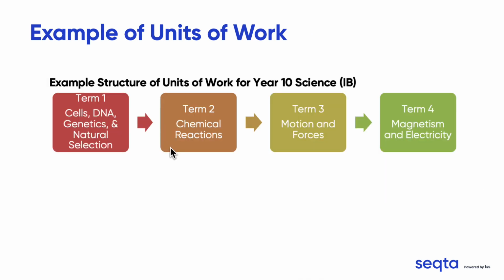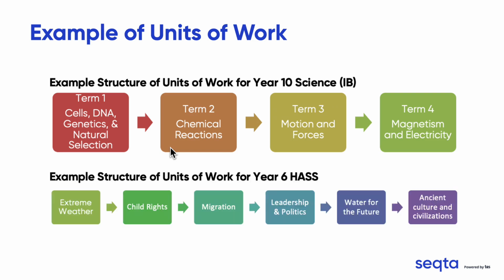And then let's break this down even further. I've got an example of a Year 10 example. This is an International Baccalaureate example where each unit goes for a term. So there's only 4 units in a year because the depth of study is so extensive. However, a Year 6 HASS unit, they're going to cover 6 units: extreme weather, child rights, migration, leadership and politics, water for future, ancient culture and civilizations. And so in this particular example, many of those units will probably be going for 5 or 6 weeks each.